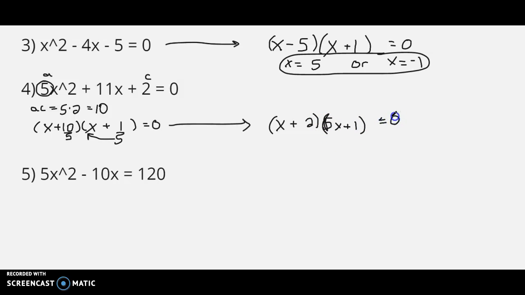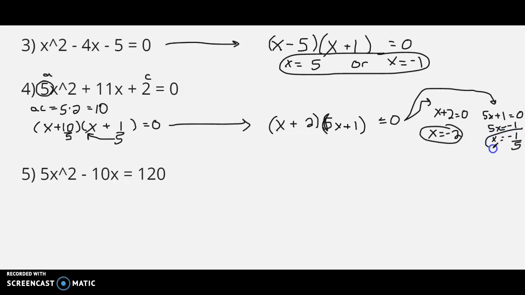Still equal to 0. Alright, now I'm going to write these out individually here so we can see them. X plus 2 equals 0. Subtract 2 from both sides to get x equals negative 2. The other equation, 5x plus 1 equals 0. Subtract 1 from both sides. Divide by 5. X equals negative 1/5. So negative 2 and negative 1/5.